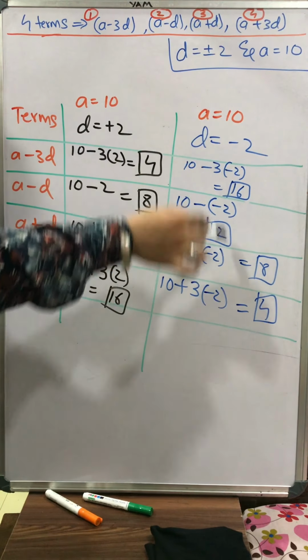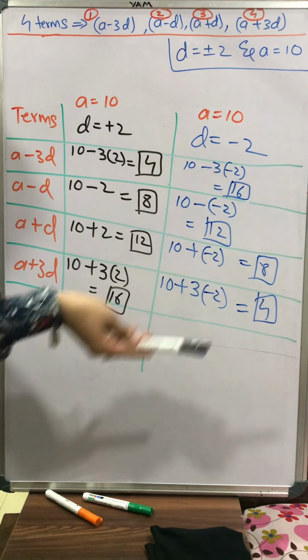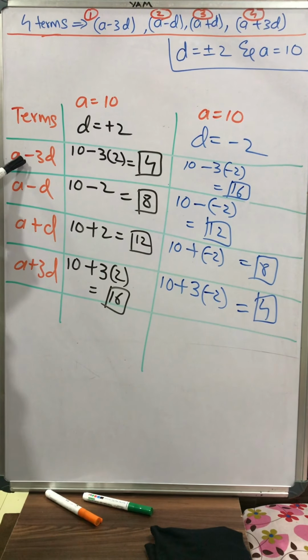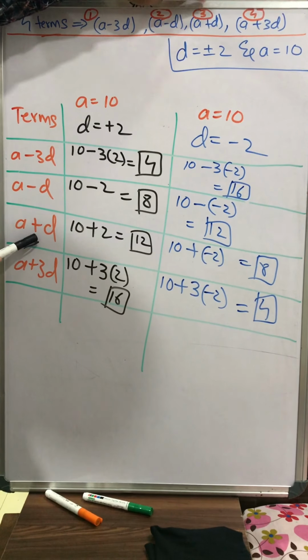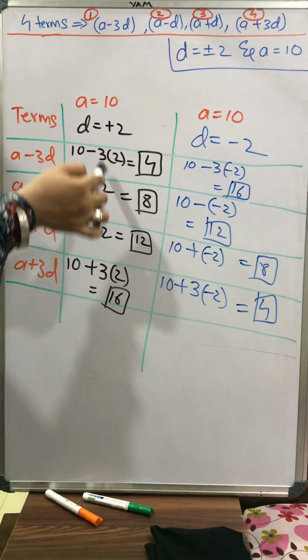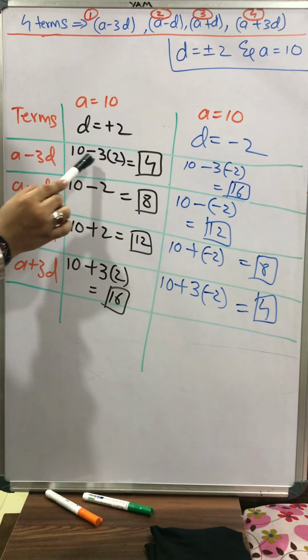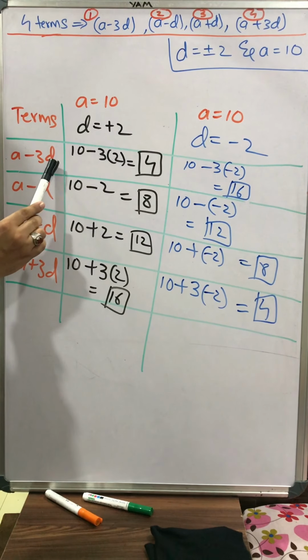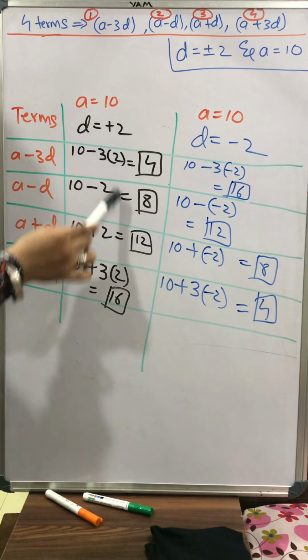So I have drawn 2 columns. A is 10 in both the cases, when d is plus 2 and when d is minus 2. These are our 4 terms: a minus 3d my first term, a minus d my second term, a plus d my third term, and a plus 3d my fourth term. That's it. This I am solving with black color, this with blue color. Okay, a is 10, minus as it is minus, 3 as it is 3. At the place of d I'll put 2. 3 twos are 6, 10 minus 6, 4, and so on.